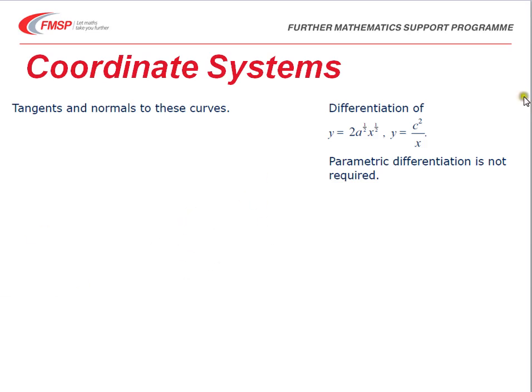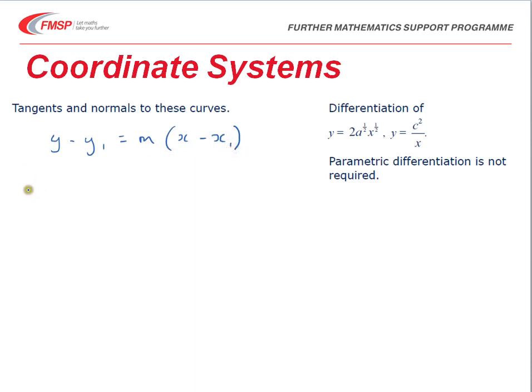The other thing you need to be able to do for both of these curves is to find tangents and normals. Now, this is no different from work you've done in your core units, C1, C2, for example, so the method is entirely the same. You find the gradient of the curve at the particular point that you want the tangent and the normal, and then use that in the standard formula for a straight line, y minus y1 is equal to gradient times x minus x1.